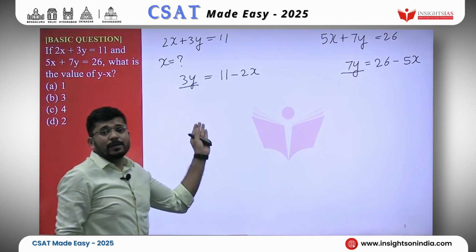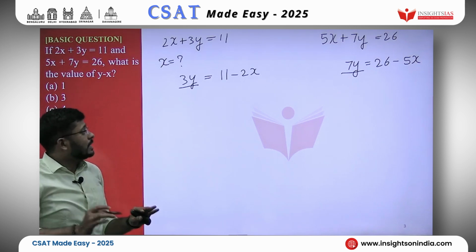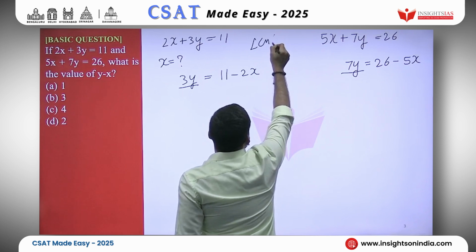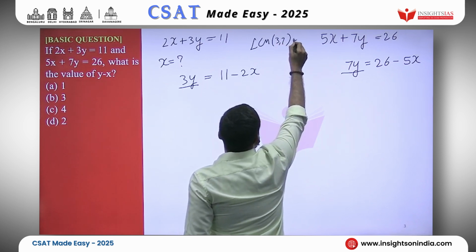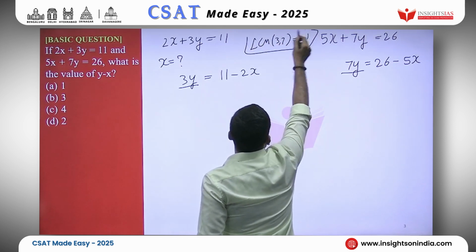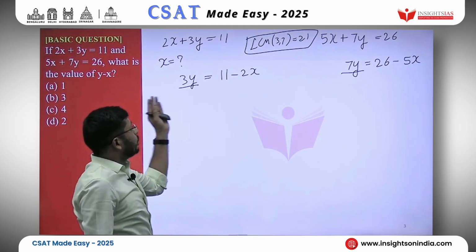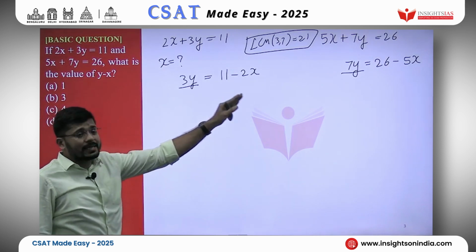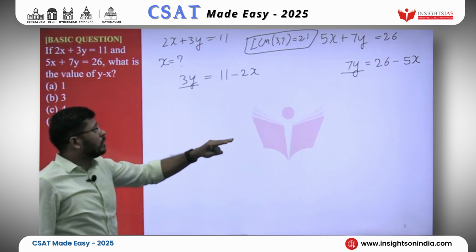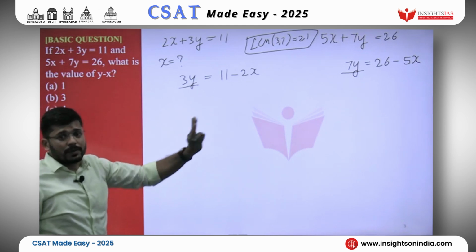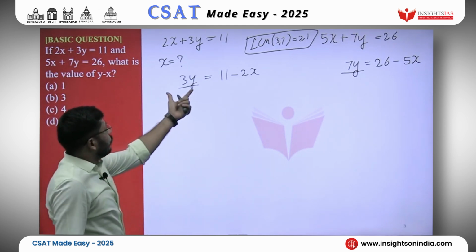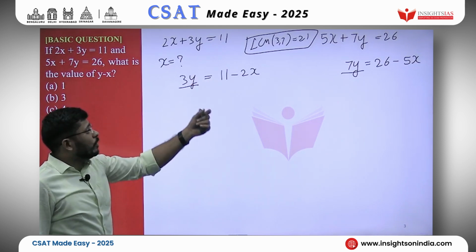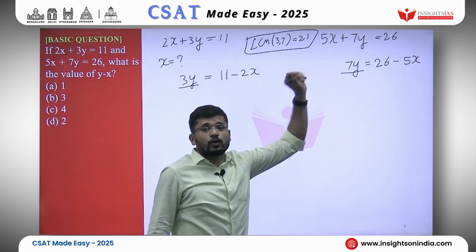What is the LCM of 3 and 7? LCM of 3 and 7 would be 21. If two numbers do not have any common factors, then their product is their LCM. 3 and 7 do not have any common factor other than 1. So the LCM is their product. 3 into 7 is 21. Now we need to make this 3y as 21y and we need to make this 7y as 21y.